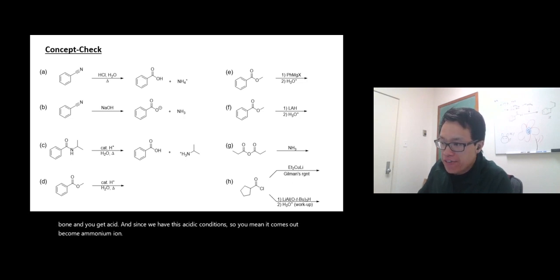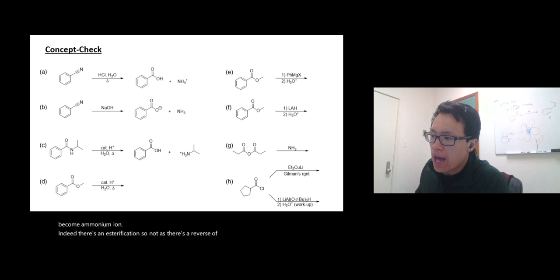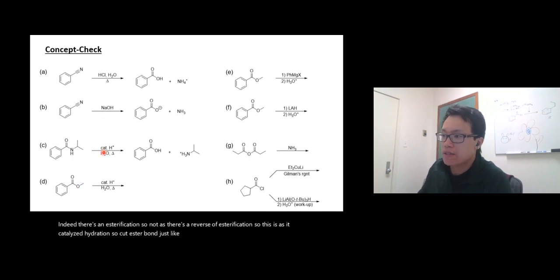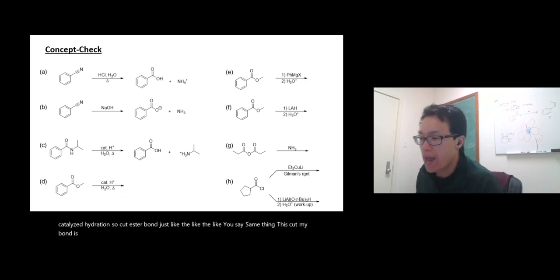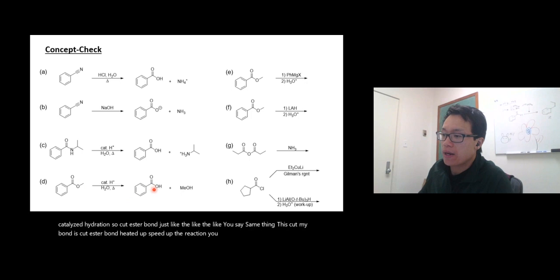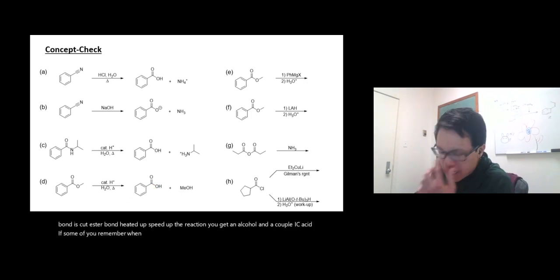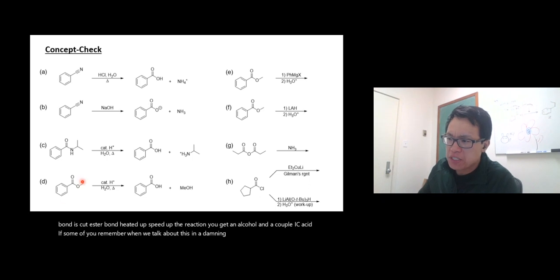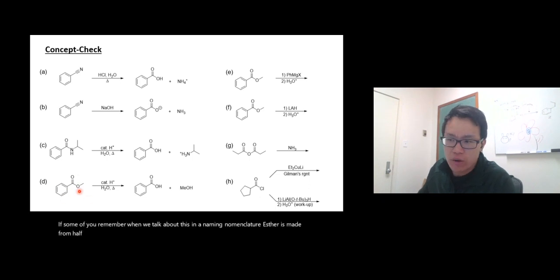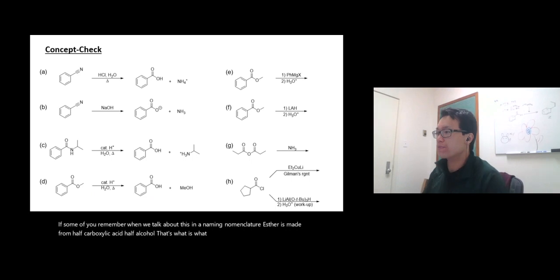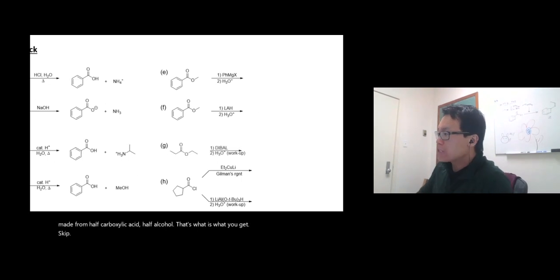Indeed, this is the reverse of esterification. So there's an acid catalyzed hydrolysis. Cut the ester bond, just like in C. Same thing, cut the amide bond, cut the ester bond. Heat it up, speed up the reaction. You get an alcohol and a carboxylic acid. If some of you remember when we talked about this in nomenclature, an ester is made from half carboxylic acid, half alcohol. That's what you get. Okay, all right, let's move to C.